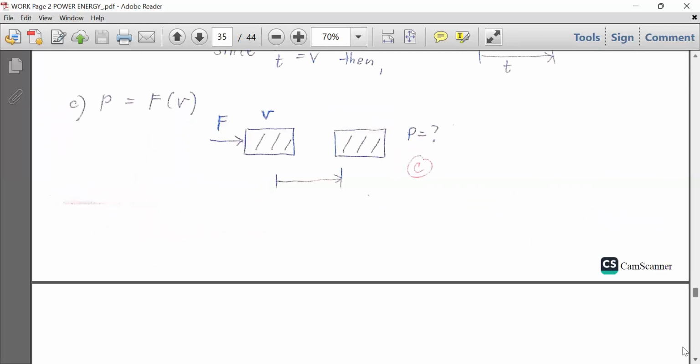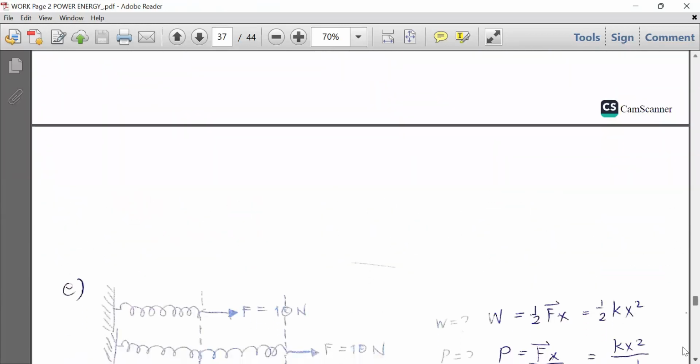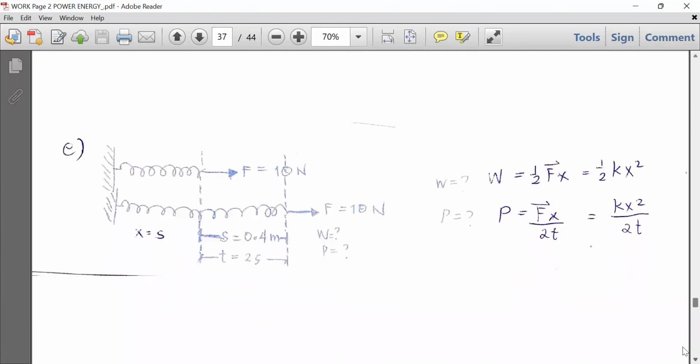How about the next one? How about if we have this illustration? Here you have a spring. The spring is being stretched with a force of 10 newtons, and the elongation is x or s, which is equal to 0.4 meters, at a time of 2 seconds. So how much work was done by the force on the spring and how much power was expended?